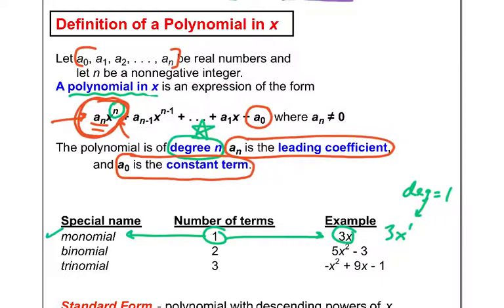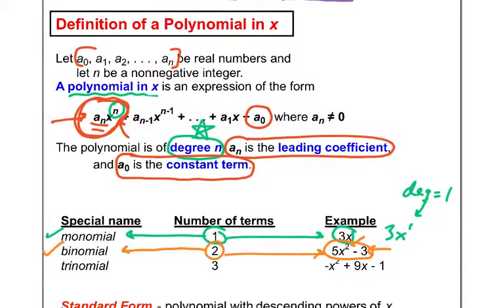How about two terms? If you had two terms, for example here, 5x squared minus 3. 5 and 3 are coefficients. X to the 2, so the 2 exponent is the degree. And the 3 here would be the constant term at the end. Actually, a negative 3 would be the constant term at the end. Hey, two terms. Bi means often two, bicycle. So a binomial has two terms.